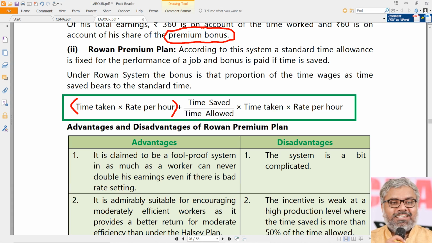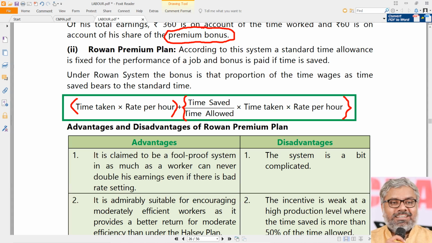But instead of giving 50% of the time saved, what Rowan says is little bit of calculation he has involved here. And this calculation is what? Time saved divided by time allowed into time taken into rate per hour. So out of the total time allowed, how much percentage is the time saved? That's what is time saved by time allowed, right? That much percentage of time taken is given as bonus. So here there is no standardization of 50% and all. It can change from worker to worker, because time saved will be different for each worker.